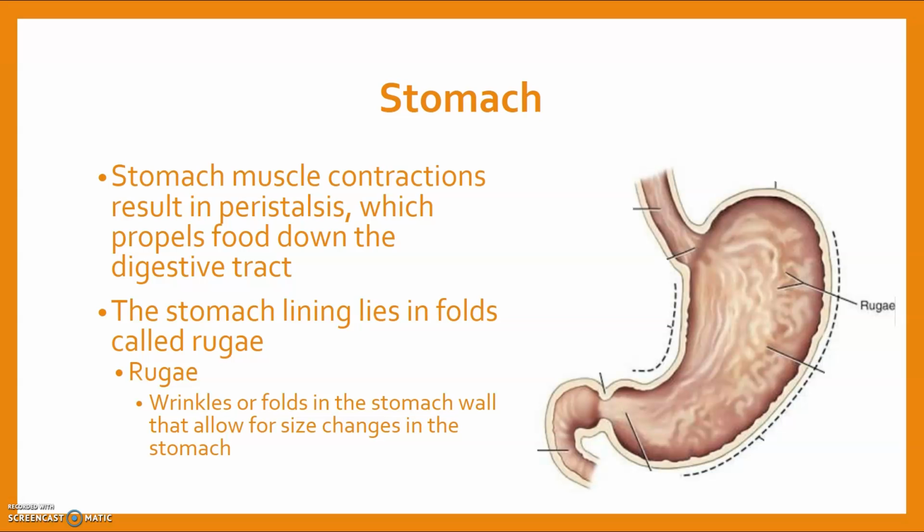Another important structure within the stomach is called rugae. And rugae are wrinkles or folds in the stomach wall that allow for size changes in the stomach. And this is important because it allows the stomach to expand with food. And when the rugae become distended with food, the rugae become ironed out. And again, that allows the stomach to expand.